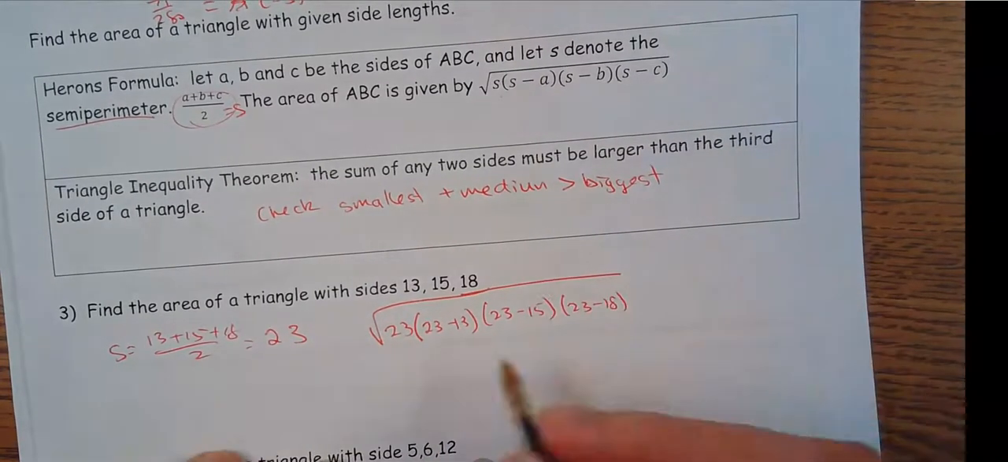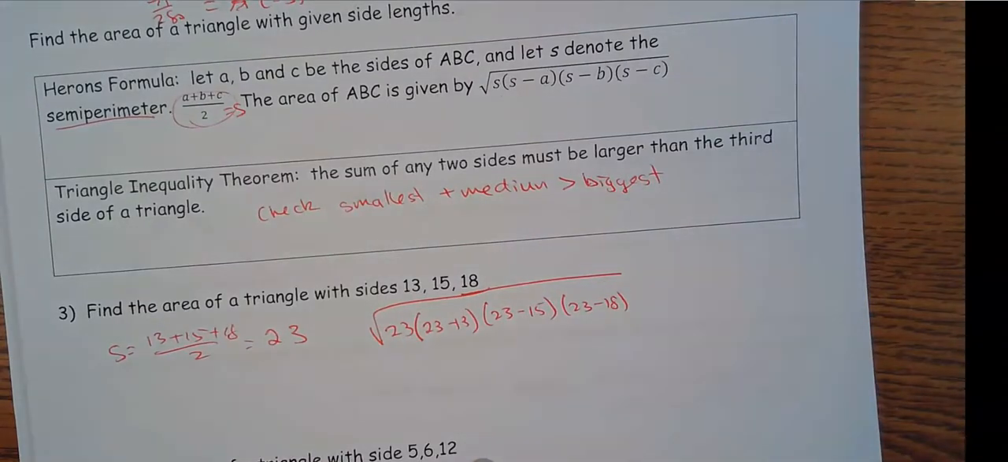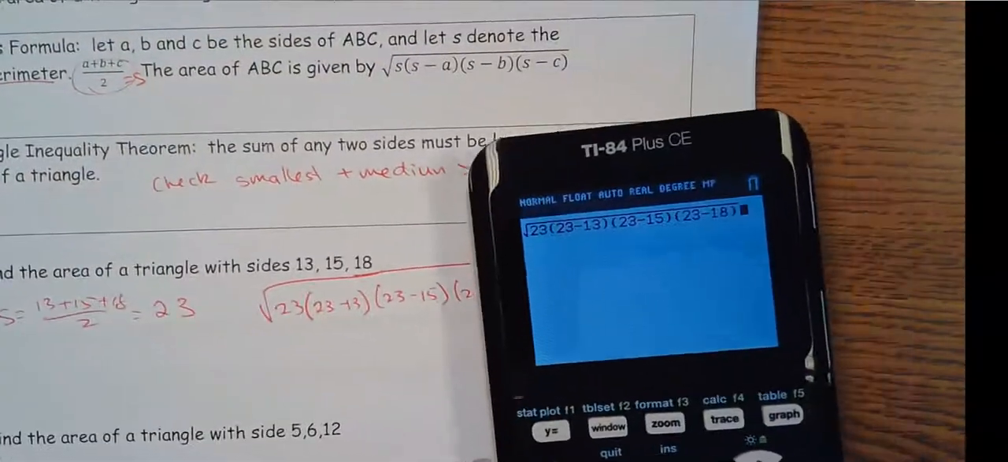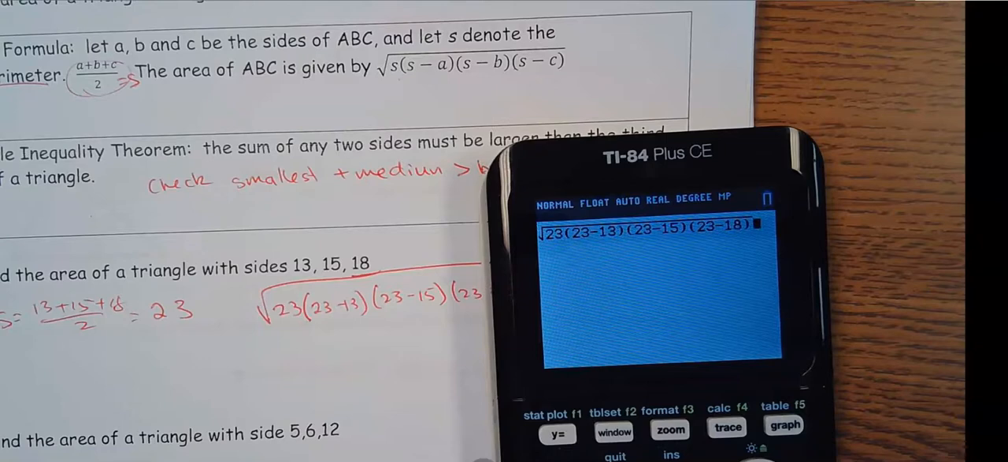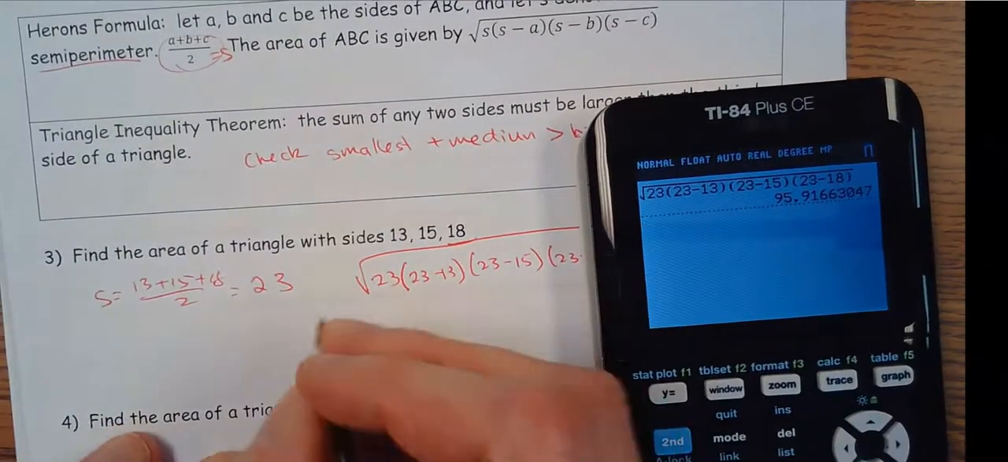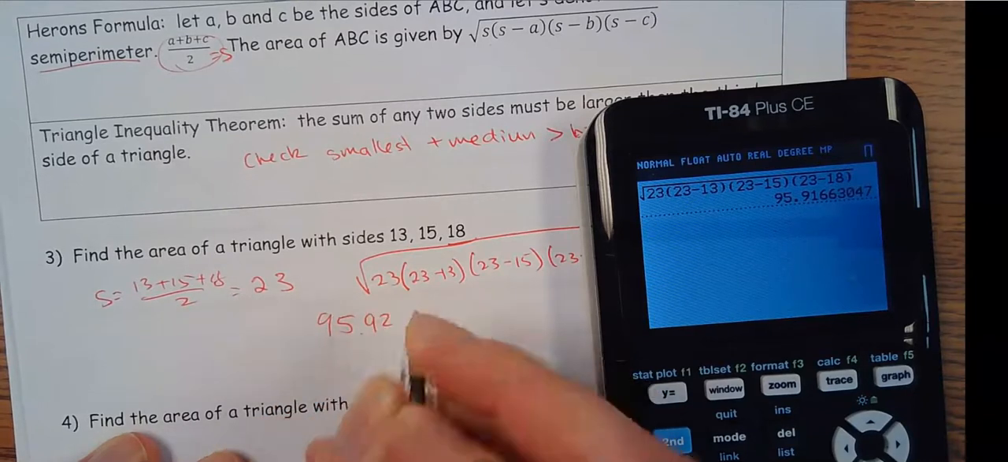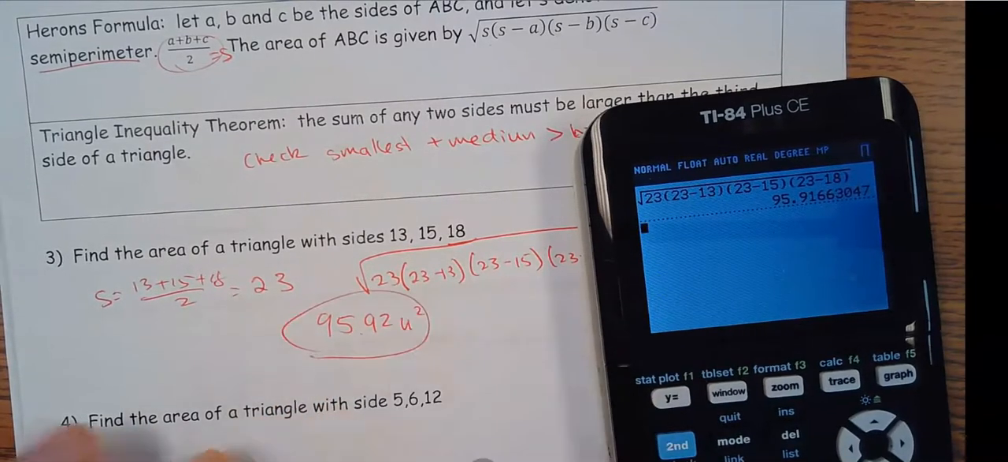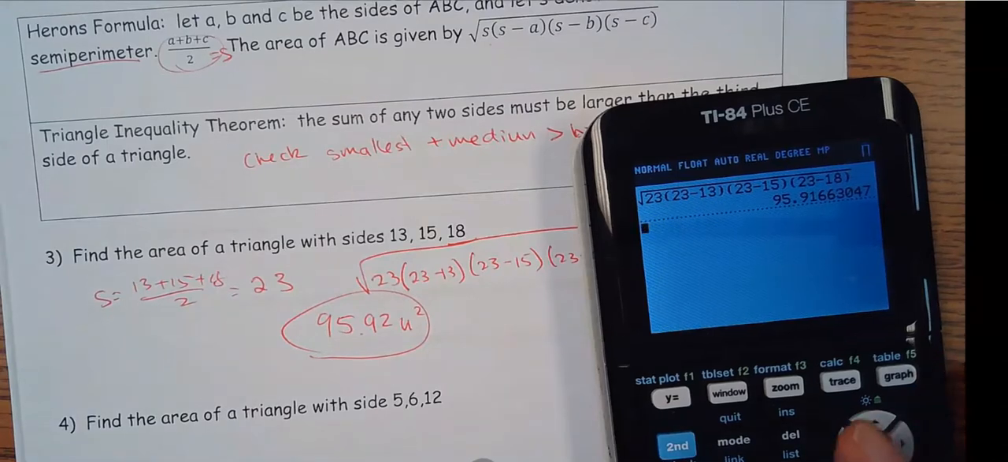And if you really want to, you could type it in the calculator just like this. You just type it straight in the calculator, exactly the way I got it written. It equals, you get 95.91. It doesn't say where to round it, so I'll just say 95.92 units squared. Okay. Now look at the one below here.